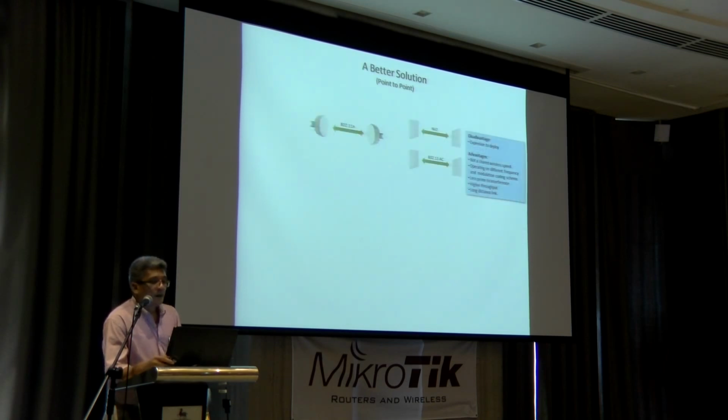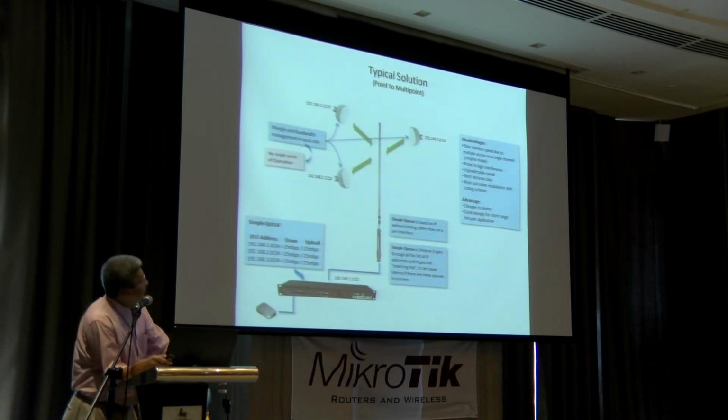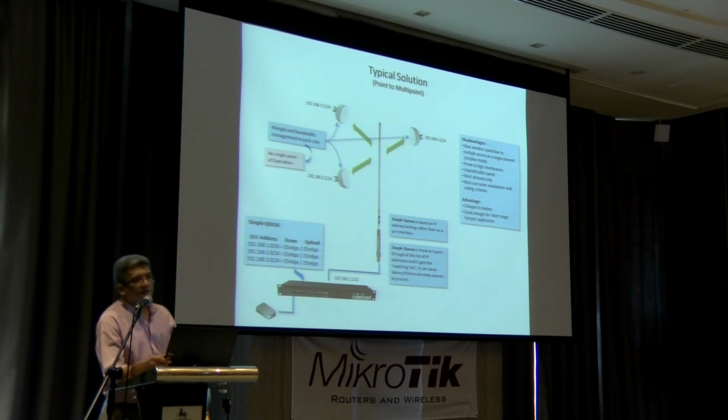Now, a better solution than point to multipoint. Let's go back first. With point to multipoint, one of the problems is you must use the same coding scheme. In other words, the three different sites must use what is set on the access point. If you use 802.11n, then all sites must use the same thing.